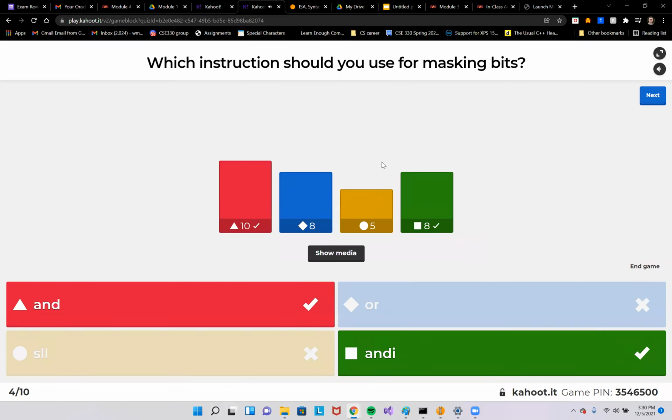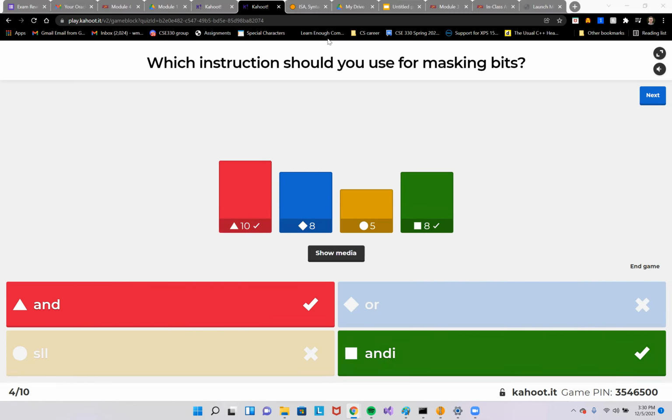Nice. So this is actually a little bit of a trick question. You can actually use both, AND and also ANDI. You can use either one. Cool. Any questions about that?